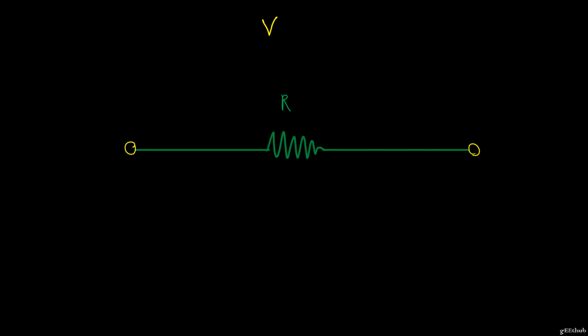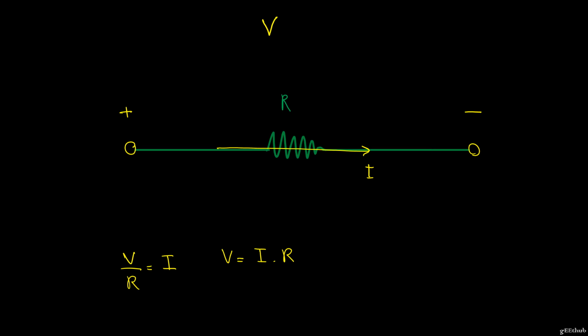Now, let's say my polarity is the following, where my positive is to the left and negative to the right. Well, in this case, my current will travel from left to right. And the relationship between these three would be V over R is equal to I. Or if I were given information for current and resistor, I could use that to calculate my voltage. So V is equal to IR.